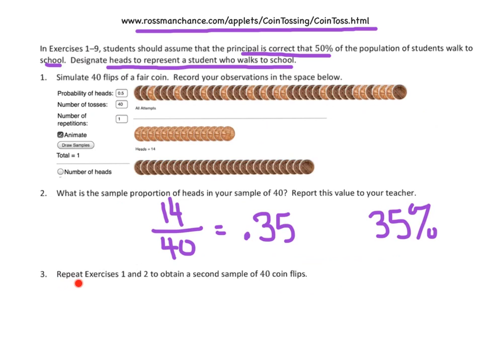Now what we're going to do is repeat exercises 1 and 2 and get another simulation. So again, I'm going to go back to the website, grab a picture, and bring it back and show you.